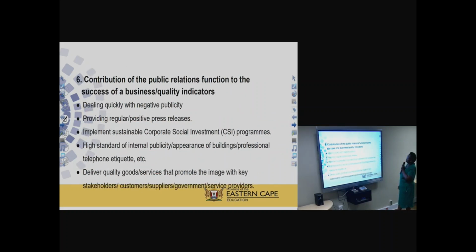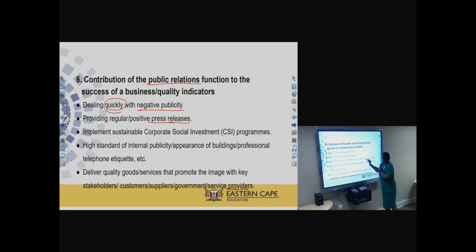Then, coming to the sixth one, public relations. This one, public relations, is one function where you have to deal with publicity, especially the negative one. You don't wait for negative publicity to fail the business. You must deal with negative publicity quickly. That will be your quality indicator. Provide regular press releases, because the aim of this function is that you want to have a good image towards your customers.